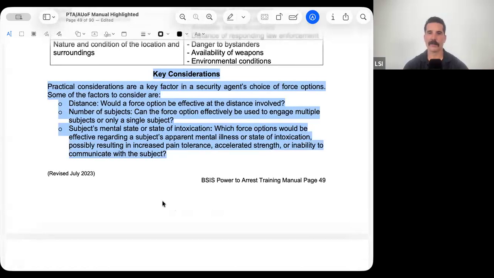Key considerations. Practical considerations are a key factor in a security agent's choice of force options. Some of the factors to consider are: Distance. Would a force option be effective at the distance involved? Number of subjects. Can the force option effectively be used to engage multiple subjects or only a single subject? Subject's mental state or state of intoxication. Which force options would be effective regarding a subject's apparent mental illness or state of intoxication, possibly resulting in increased pain tolerance, accelerated strength, or inability to communicate with the subject?